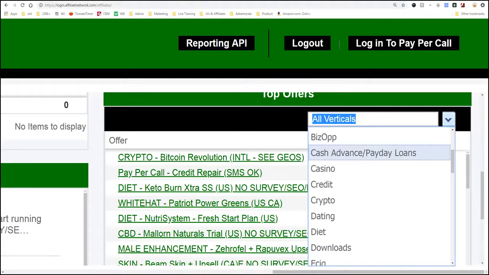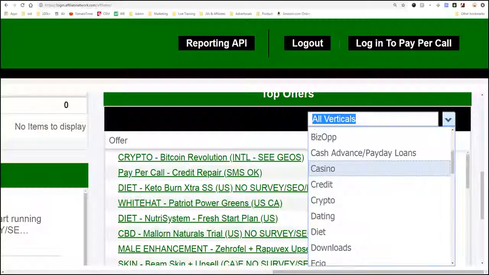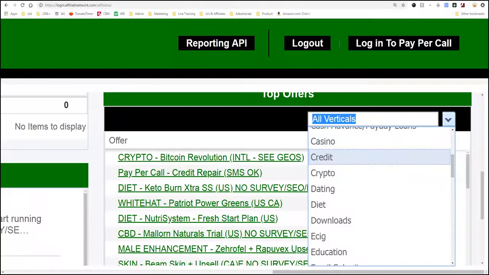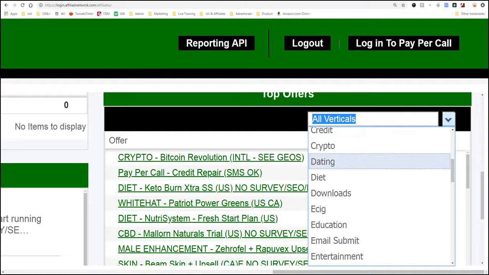Cash advance payday loans is an offer category. Generally speaking, very poor people need payday loans, and it's a very big market with very high margins, unfortunately. Casino offers are getting people to sign up either for an online casino or to teach them how to gamble, which is a scam, if you ask me. Credit stands for credit repair. Dating is getting people to sign up for dating websites. This was very big back in the day when dating first arrived on the scene. Match.com would be considered a dating website.